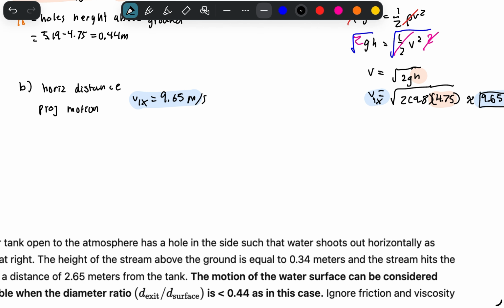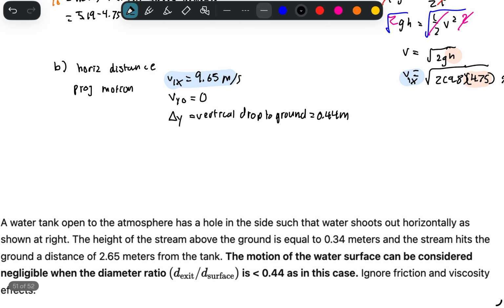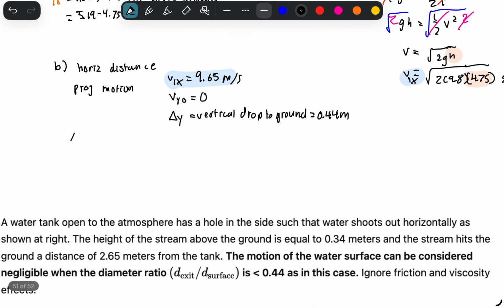And we also have our initial vertical speed, vy initial, equal to 0. And then delta y is equal to the vertical drop to the ground, which is equal to 0.44 m. So we're going to use the vertical motion to find the time. We're going to use the projectile motion equation. Delta y is equal to vy initial t plus 1/2 gt squared.